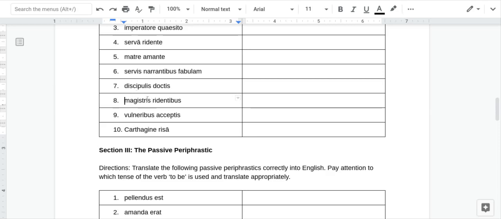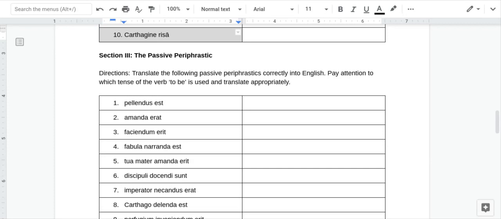And here it just went all over the place to see if you guys could follow what's going on with the students having been taught. Number 8, with the teachers laughing. All right, you got the nt right here. Number 9, with the wounds having been received. And that's the fourth principal part of that verb, which was on this chapter's vocab list. With the wounds having been received. And number 10, excuse me, with Carthage having been laughed at.